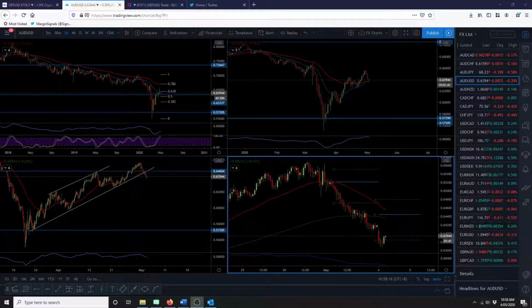Hey crew, let's have a look at the market. So I've got quite a lot on watch today. It's mainly the US dollar. I think there's a bit of strength coming in, so anything paired against it may suffer these coming days.